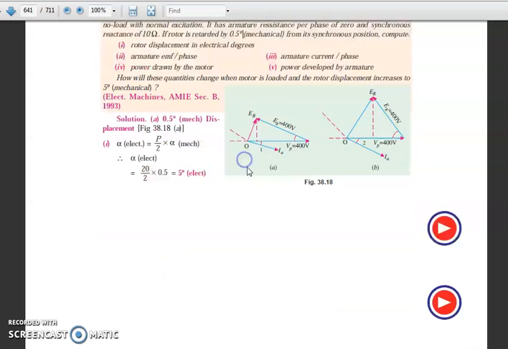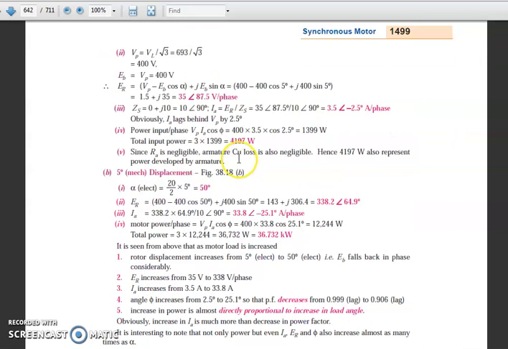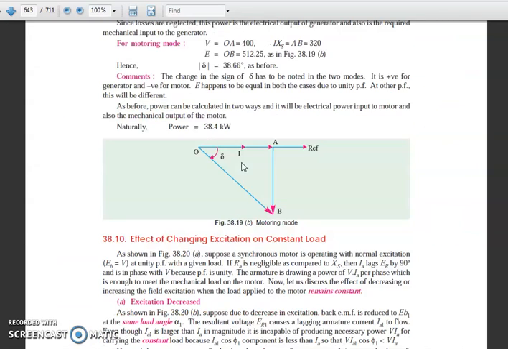Now the next part we will see is the effect of changing excitation on constant load. Already in the first point we said that if excitation is constant and the load is changing, what effect it has. Now for this point we will talk about the effect of changing excitation. I change the excitation, and the load is constant.